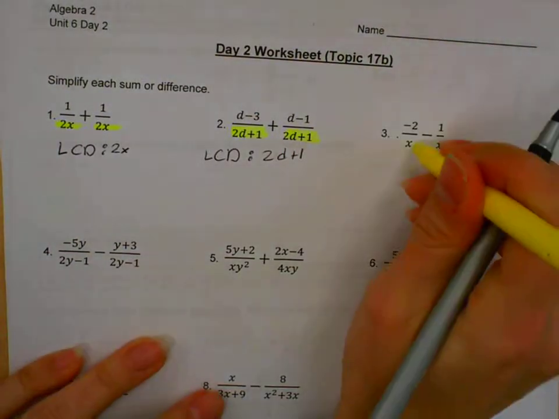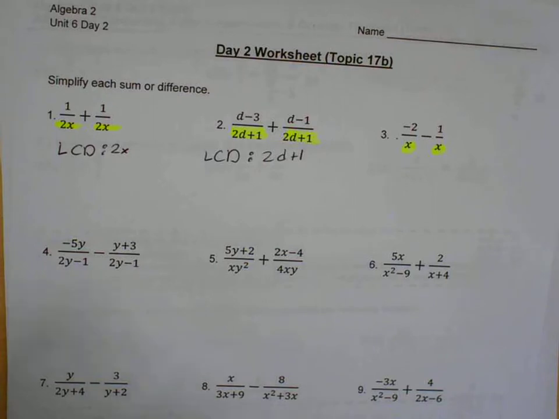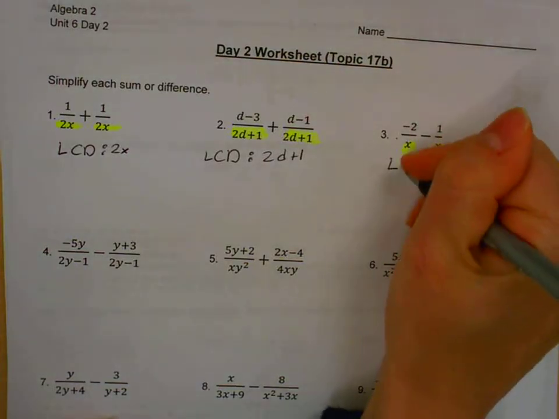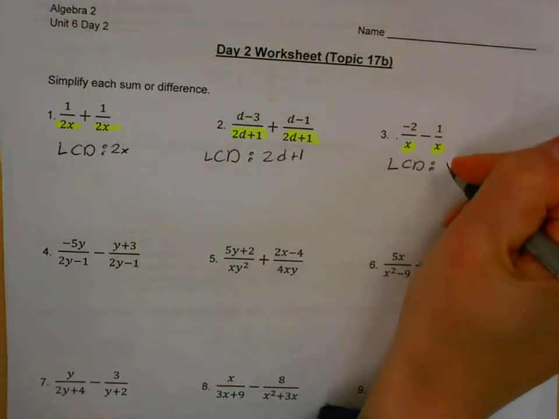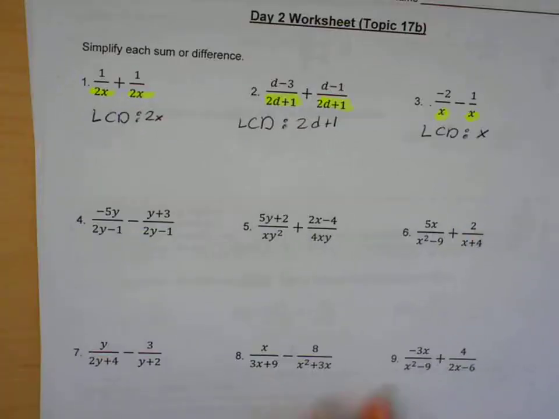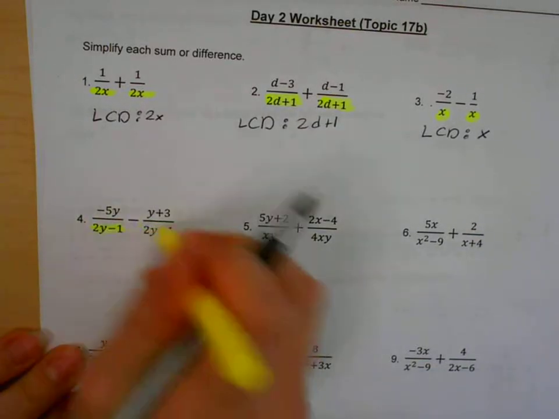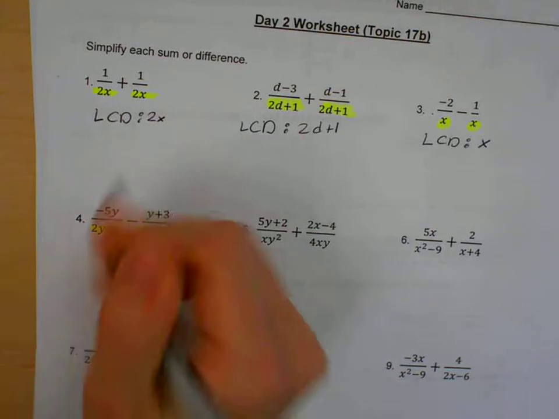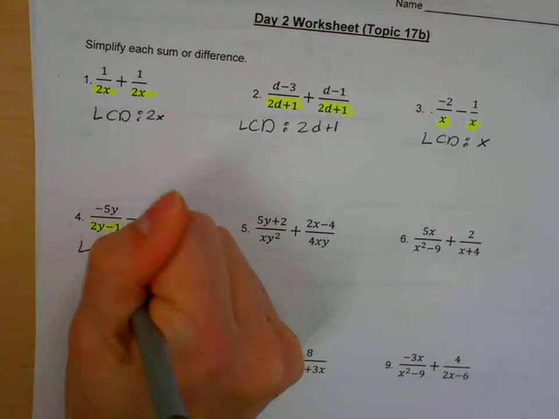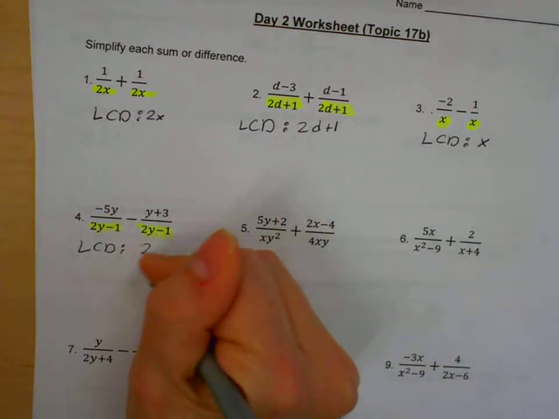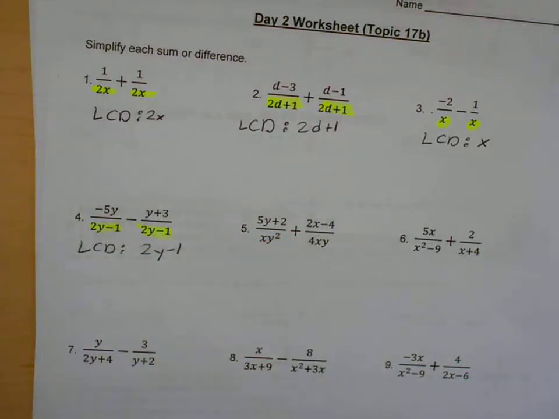So there's number 2. Number 3, x and x. Again, it is the same. It's already a common denominator. That's my least common denominator. Number 4, 2y minus 1, 2y minus 1. Again, they're already the same. So make sure when you're doing these problems, if you already have a common denominator, don't change it.